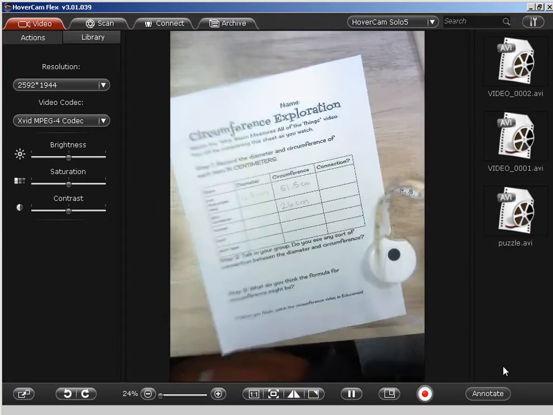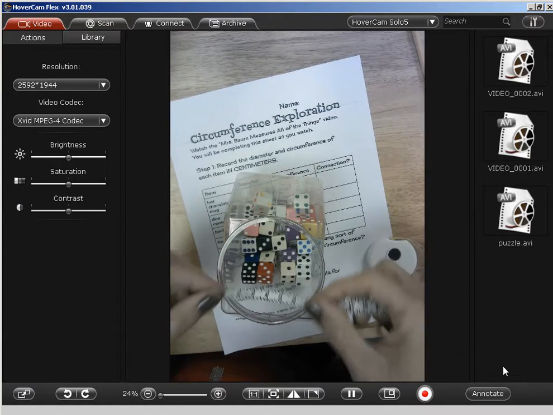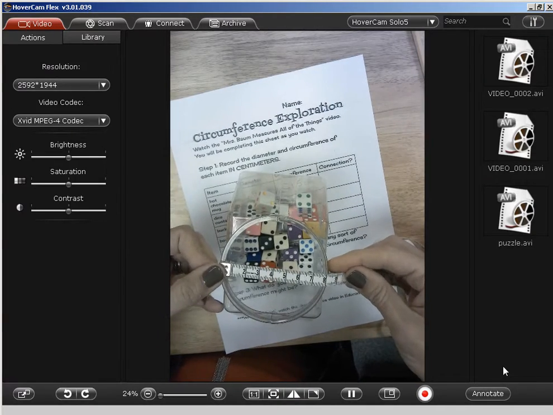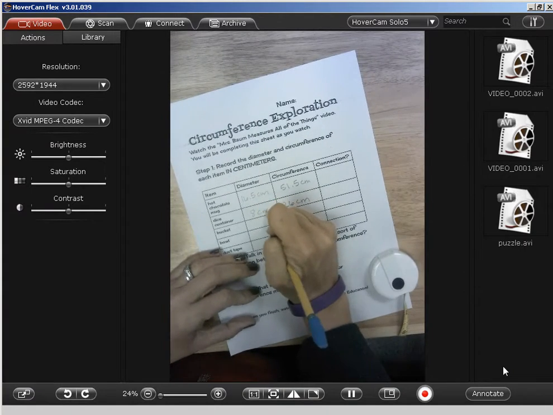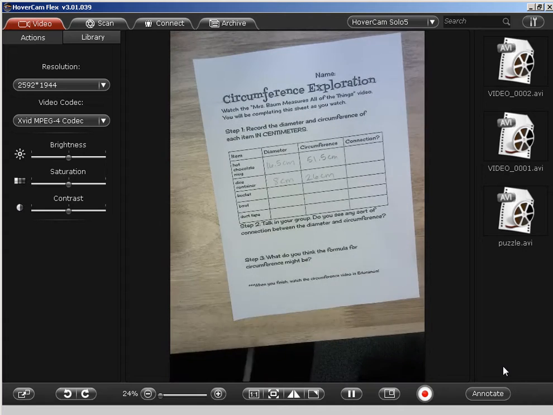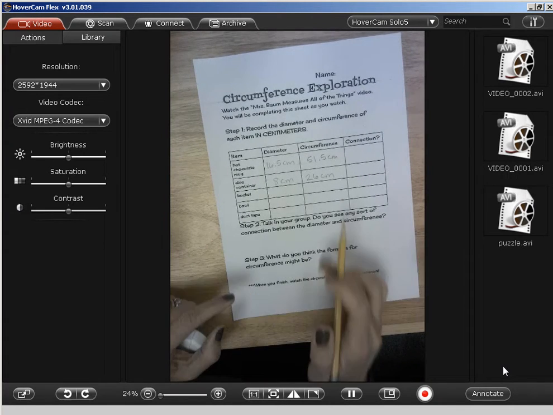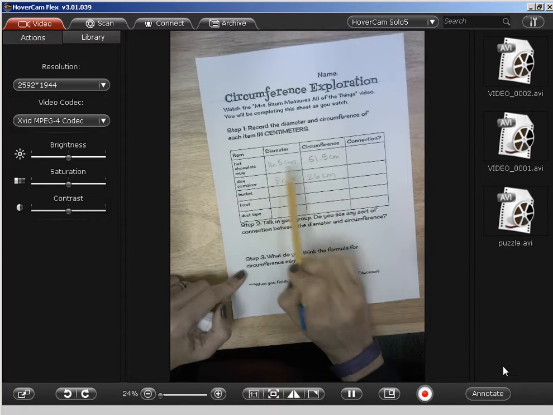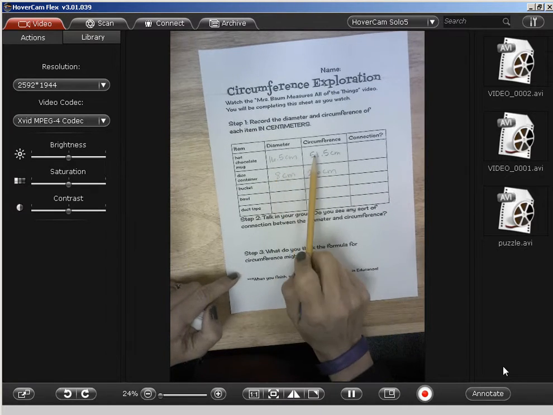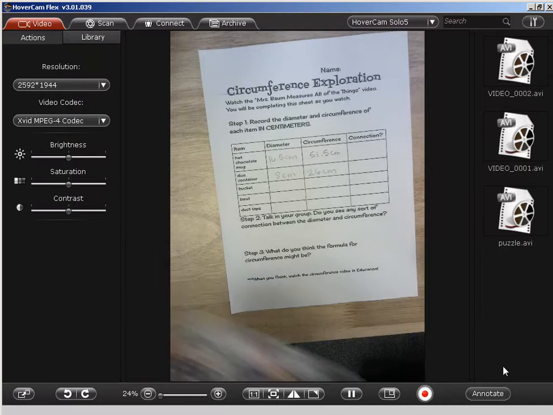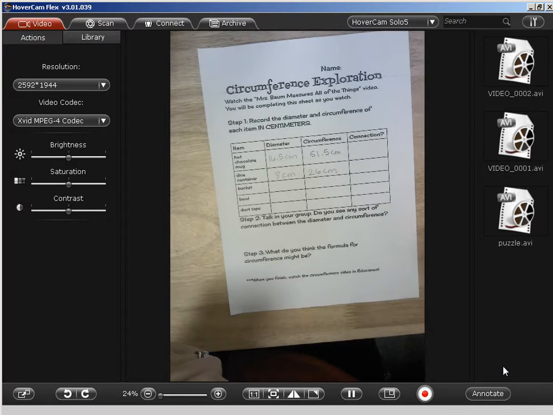And the diameter is 8 centimeters. So as I'm measuring these, I want you guys to look and see if there's any connection that you can find between the diameter and the circumference. So like 8 and 26 and 16.5 and 51.5. So that's what you're looking for here. There is a connection, and it's up to you guys to try and find it.